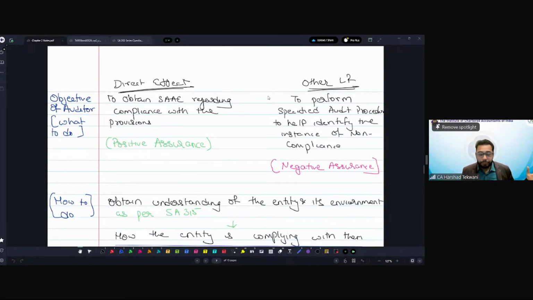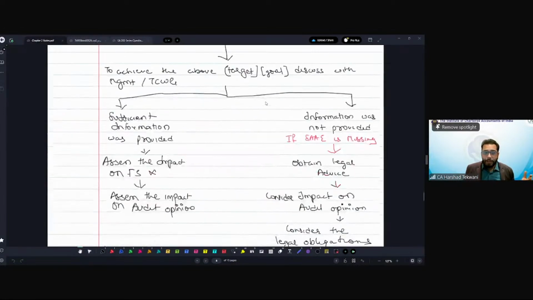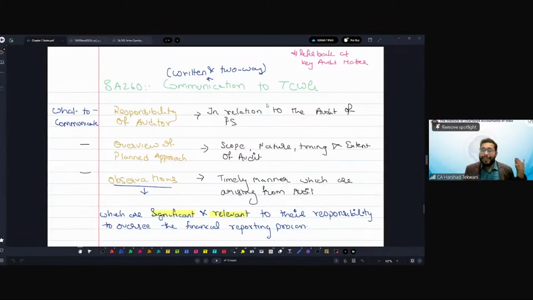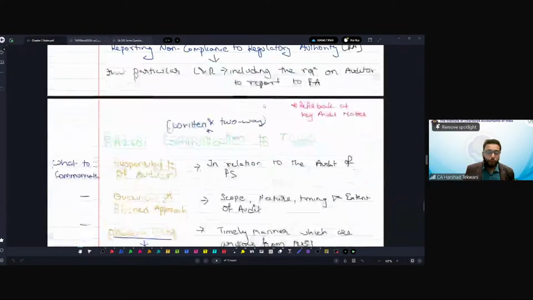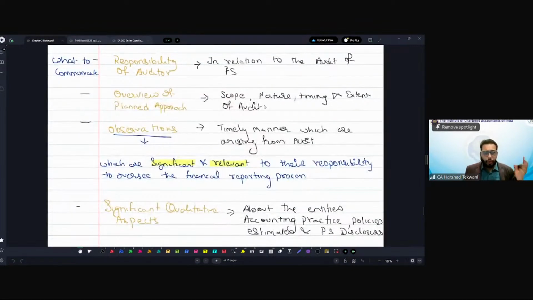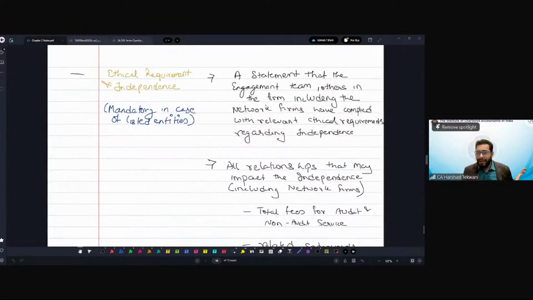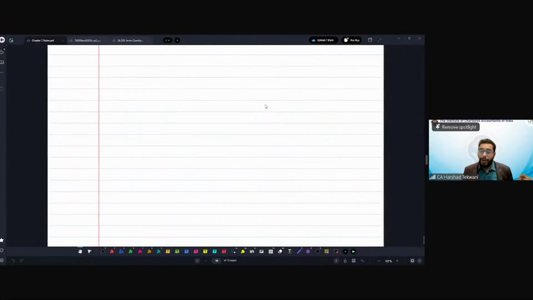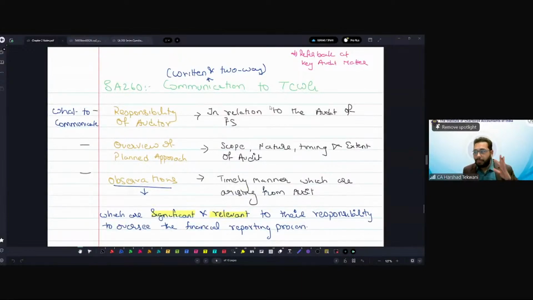Then how to do that? What are we required to do when we identify the non-compliance, how will that impact your audit report and your audit opinion, that we understood. Then we discussed SA 260, communication with those charged with governance. What are the points that we need to communicate? Responsibility, overall planned approach, observations, significant difficulties, matters, ethical requirement and independence, plus some additional requirements in case of listed entities. That we understood till now in respect of chapter number 2.